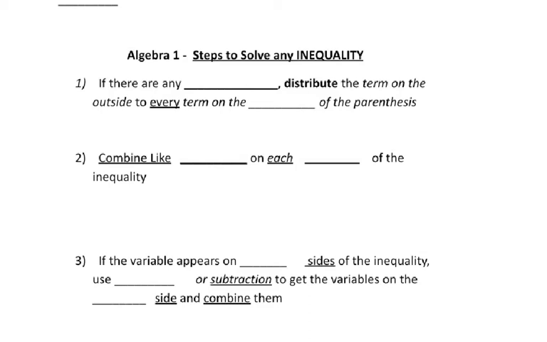So first thing is if there are any parentheses, distribute the term on the outside to every term on the inside. So only, if you see parentheses, only distribute that term being multiplied to the parentheses to all the items inside the parentheses. The second thing you want to do is combine like terms on each side of the inequality.